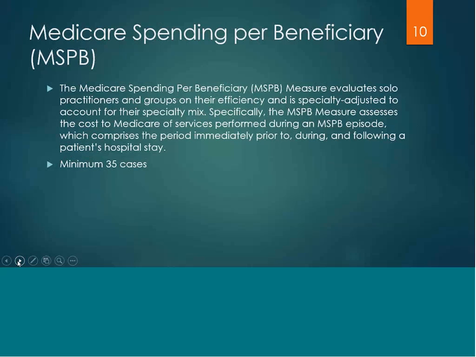The Medicare spending per beneficiary measure evaluates solo practitioners and groups on their efficiency and is specialty adjusted to account for their specialty mix. Specifically, this measure assesses the cost to Medicare of services performed during the episode, which comprises the period immediately prior to, during, and following the patient's hospital stay. You do need a minimum of 35 cases in order to be scored on this cost measure.